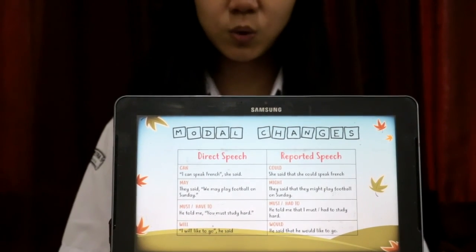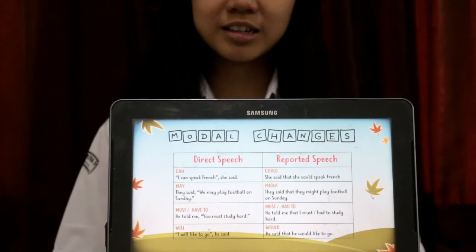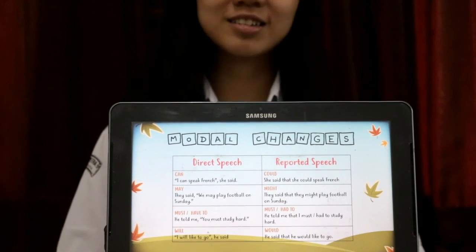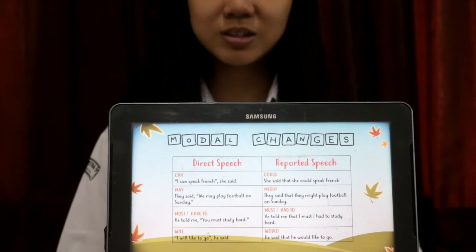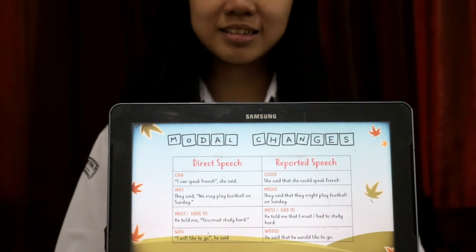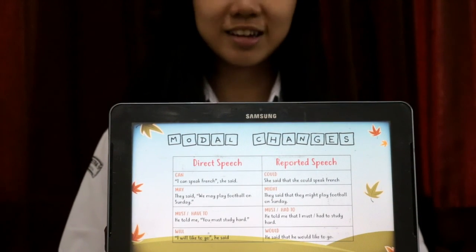In direct speech, we use may. For example, they say we may play football on Sunday. In reported speech, we use might. For example, they say they might play football on Sunday.